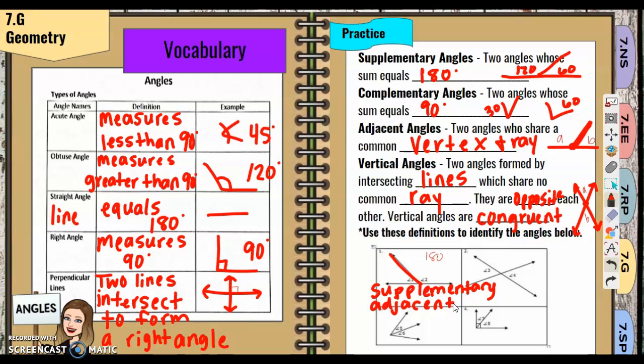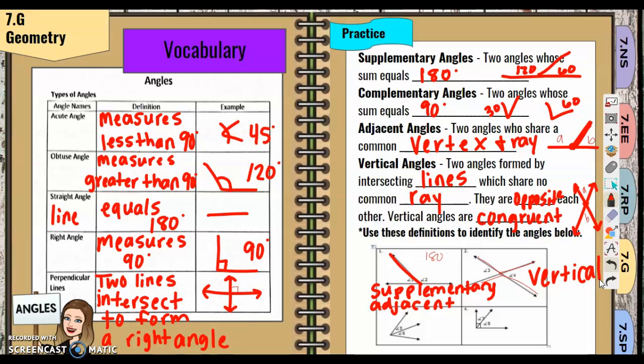Angle relationships can have more than one vocabulary word, or they might be only one. So for number 2, they're across from each other, and they both have what looks like 2 V's touching each other. That means that they are vertical. Remember, vertical angles are congruent, which means they have the same measure. They're equal to each other. But congruent is not an angle relationship, so we don't identify it as congruent. We identify it as a vertical angle. We just know that they equal each other.